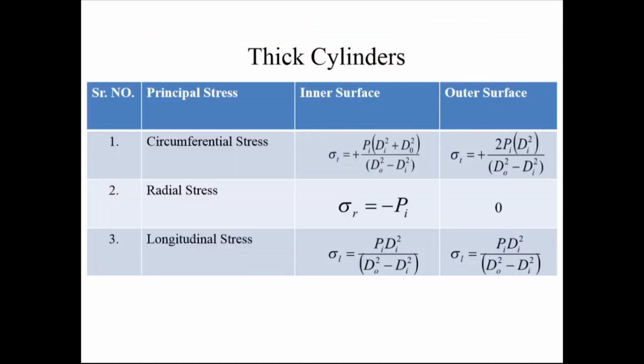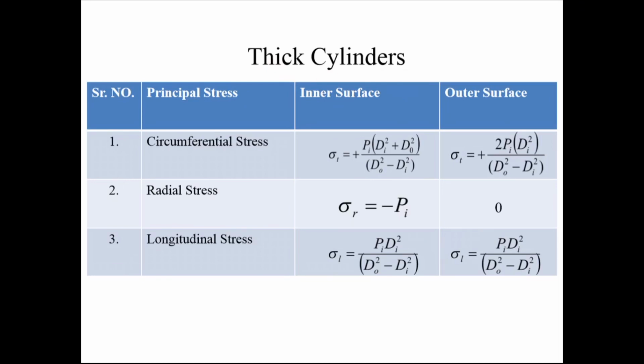So therefore, based on this analysis, we can say circumferential stress at the inner surface we can calculate by this expression. Circumferential stress at the outer surface by using this expression. In this expression, we have considered dO by 2 as r. Radial stress sigma R is equal to minus pi at the inner surface and is equal to 0 at the outer surface. And longitudinal stress magnitude is constant or uniform in both cases, at the inner and at the outer surface. By using these expressions, we can find out the stresses in a thick cylinder.